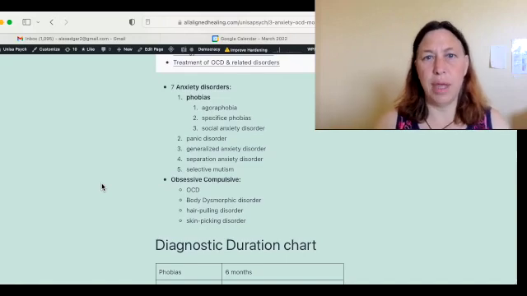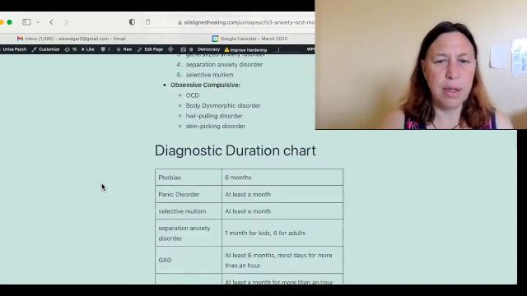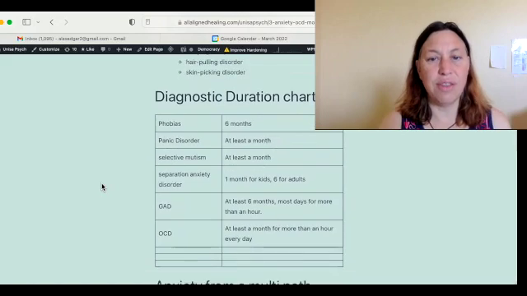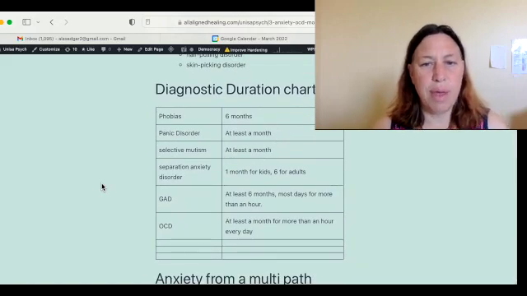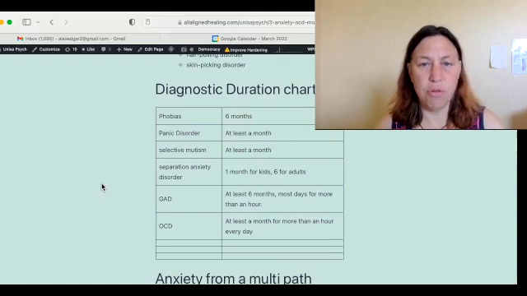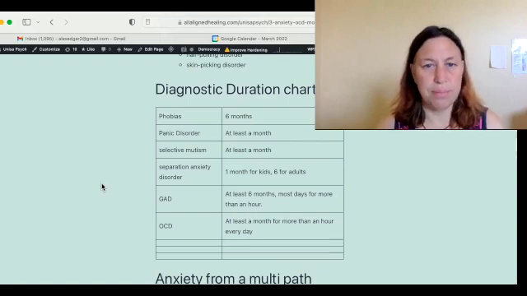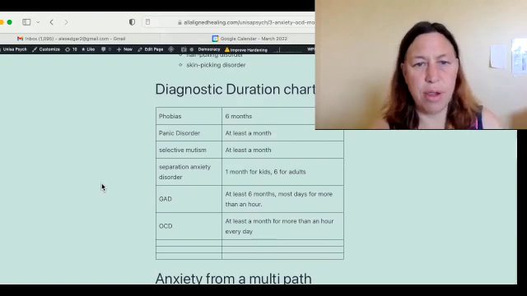Trichotillomania, hair pulling disorder. Duration, we get asked this in the exams. So we've either got 6 months or 1 month. The phobias are all 6 months. Panic disorder and obsessive compulsive disorder, at least 1 month. Generalized anxiety disorder, 6 months. In children, 1 month, for separation anxiety and selective mutism.